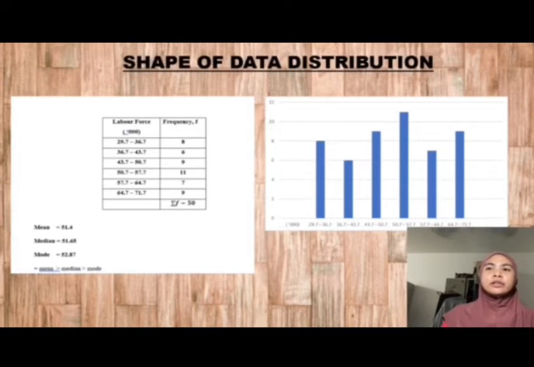And last is shape of data distribution. We need to have the labor force and frequency. So the frequency is 50. If we want to find the data distribution, we need to have the mean, median, and mode, where mean equals 51.4, median equals 51.95, and mode equals 52.87. After that, we need to sketch or draw the graph based on the mean, median, and mode.